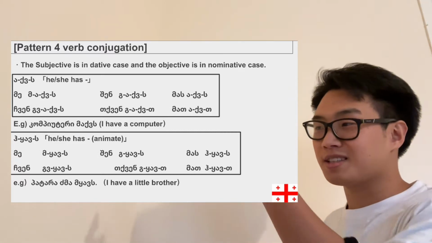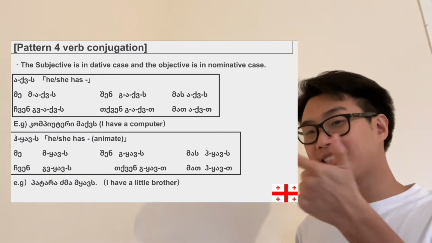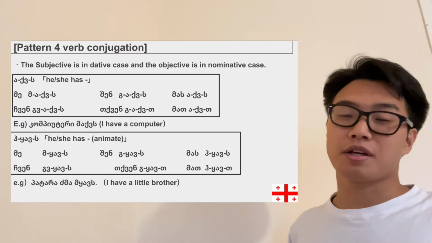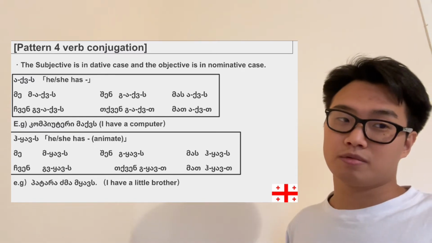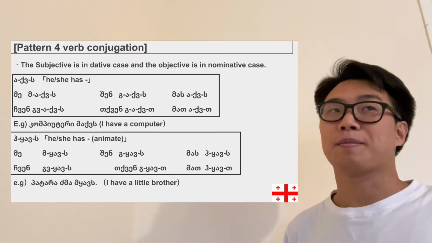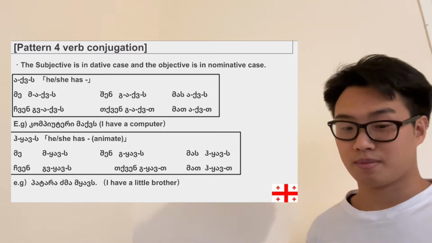But if we look at these third person, singular form and plural form, mas asks, mat apt, right? We can see that we have to use dative case for the subject. So this is some kind of unique point for pattern 4 verb conjugation.